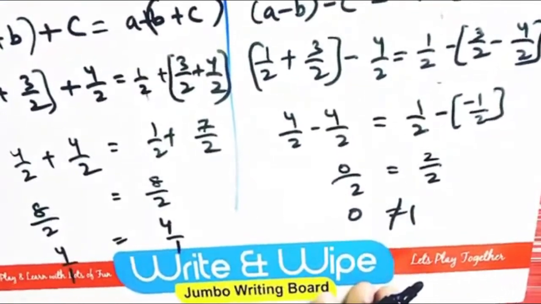So from this example we can conclude that subtraction is not associative in the set of rational numbers.